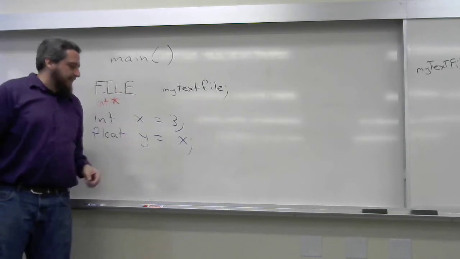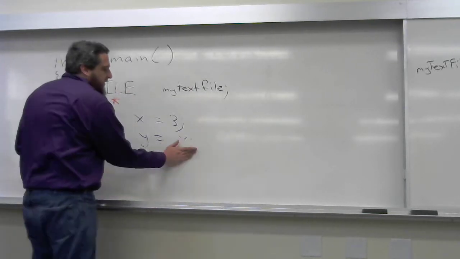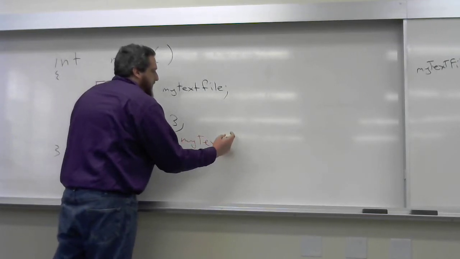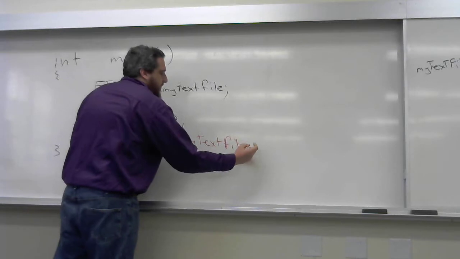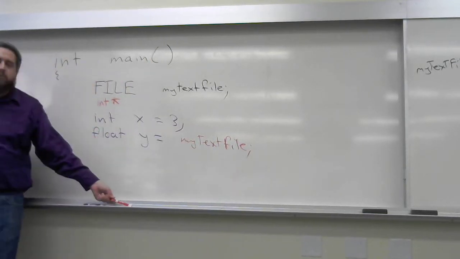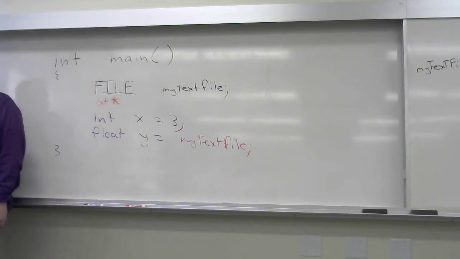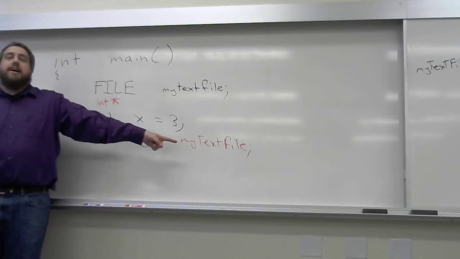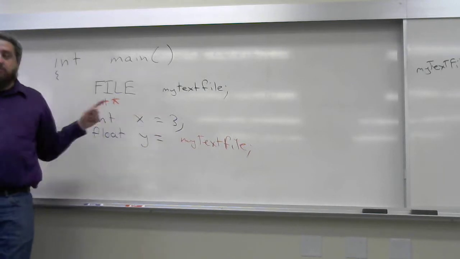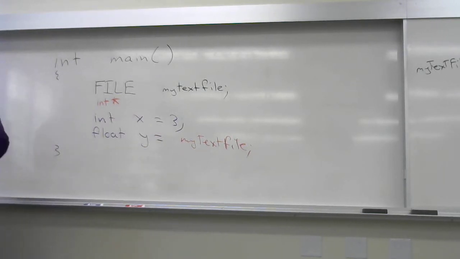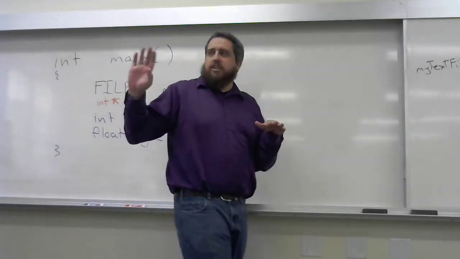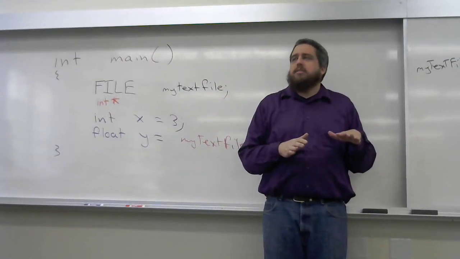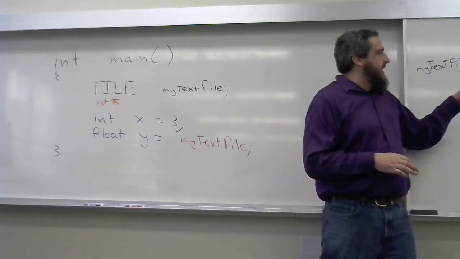This file is the same kind of thing, same kind of deal. I could just as easily, instead of equals x, say equals my text file. I could just as easily say float y equals my text file. Is this a float? Absolutely not. But I can break that abstraction. C gives me that power to say, no, I don't care what that actually is. I don't care what that abstraction layer tells me it is. I'm going to turn it into something else. And when I turn it into something else, I can now use that as a float.